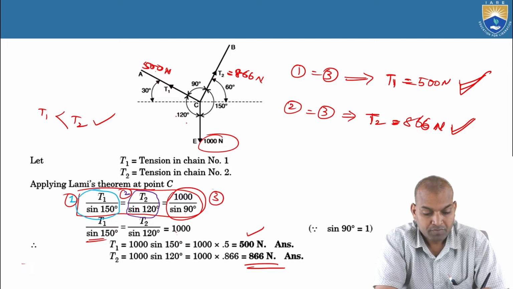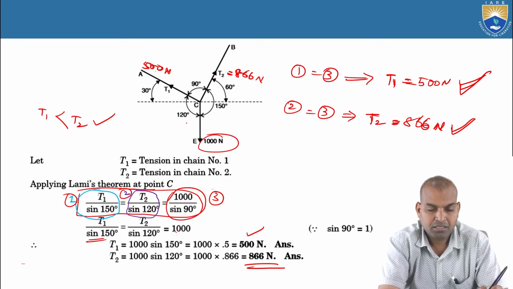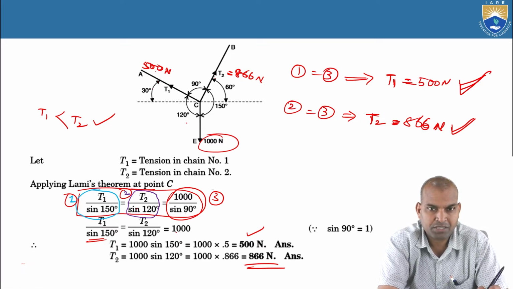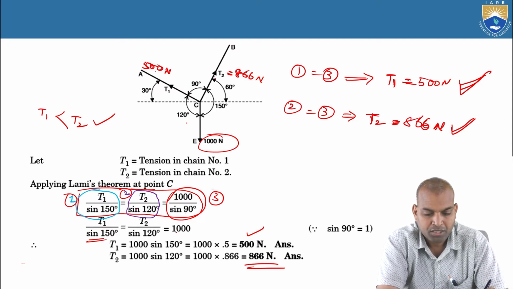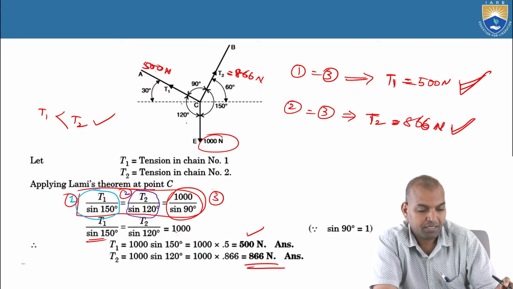Okay. So the value of sine of 150 means sine of 90 plus 60, that is cos 60, 1 by 2. The value of the sine of the angle here is very important.